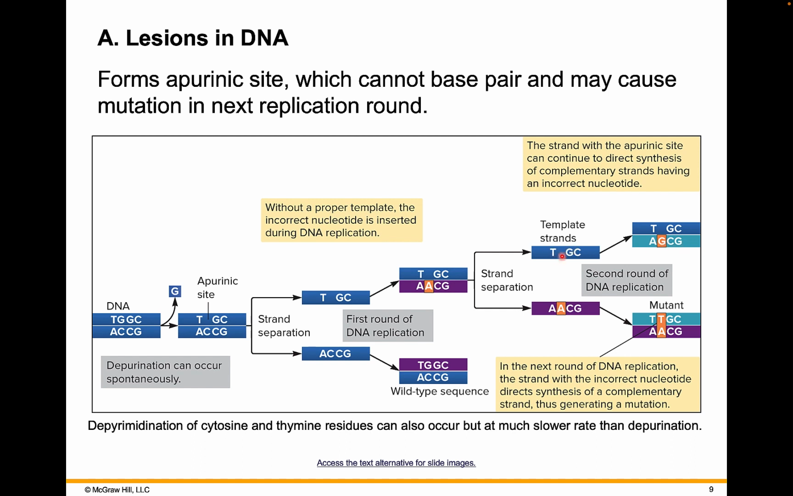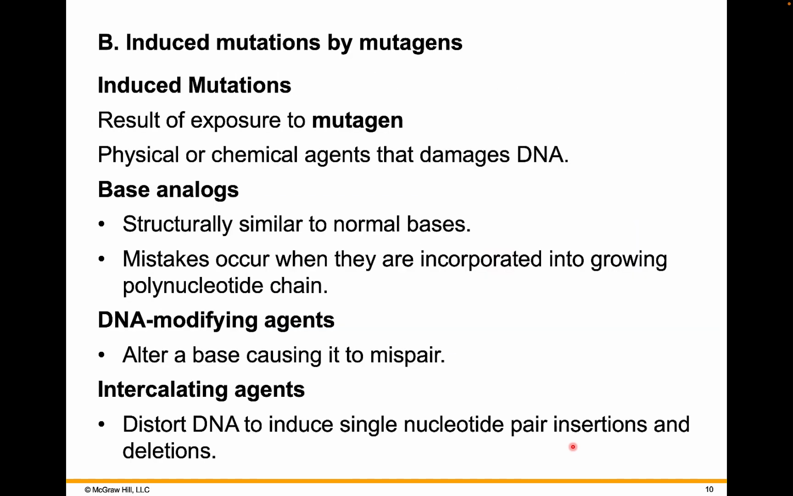So this strand will basically create an abasic site, which will cause the second round of DNA replication to carry forward with the incorrect nucleotide. So these are basically the lesions in the DNA which can cause the mutations.